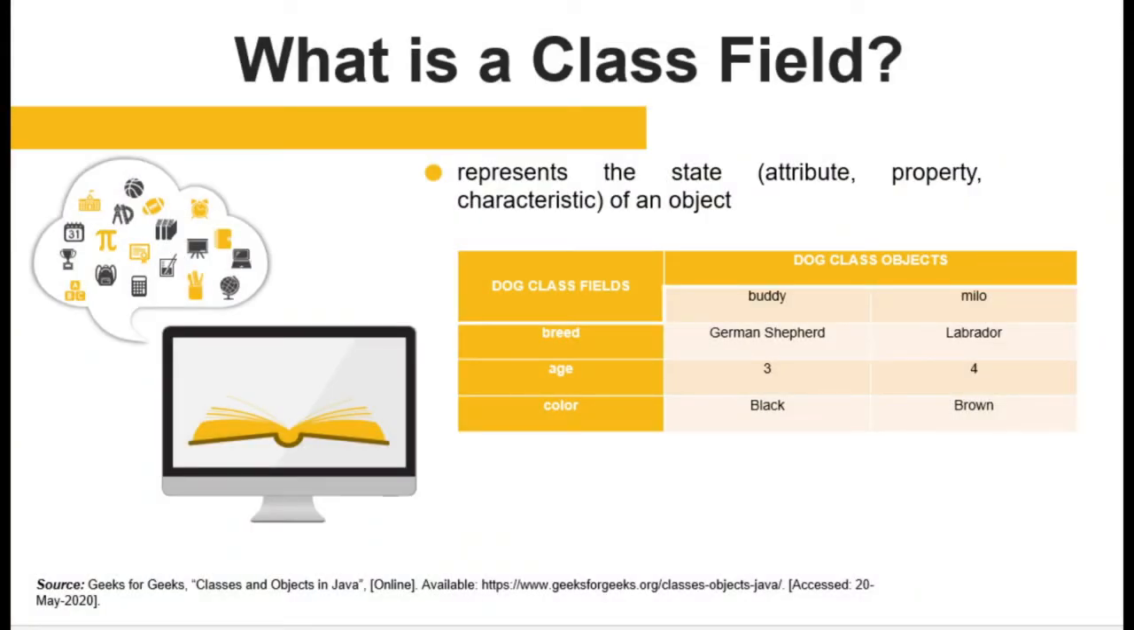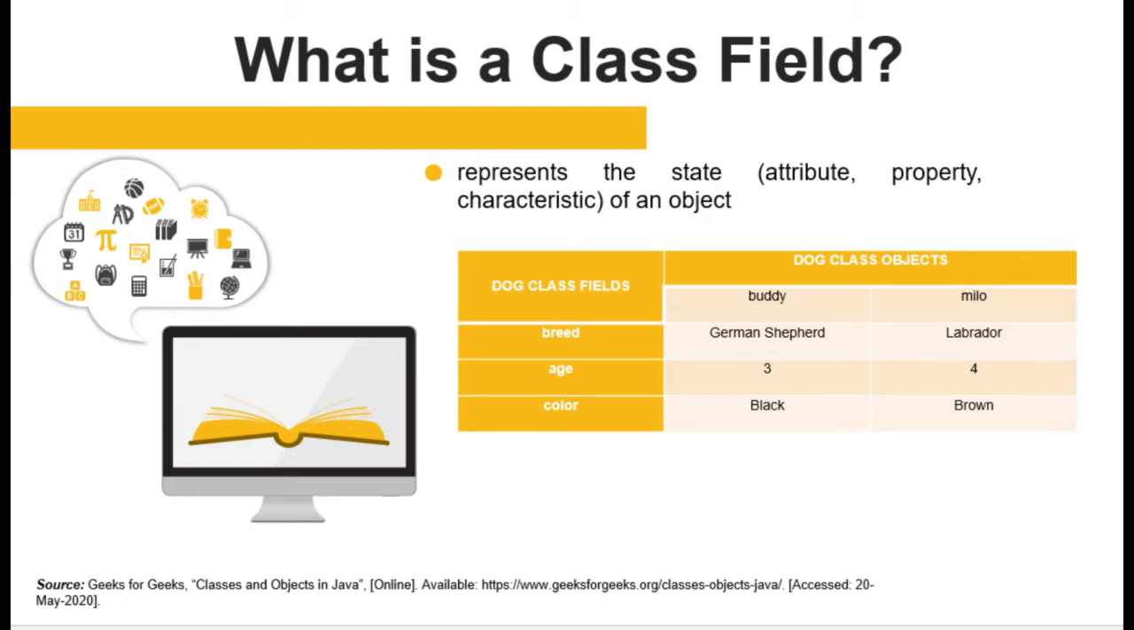Objects correspond to things found in the real world. For example, a graphics program may have objects such as circle, square, menu. An online shopping system might have objects such as a shopping cart, customer, and product. When a number of objects are created from the same class blueprint, they each have their own distinct copies of instance variables or fields. A class field represents the state. When we say state, it refers to the attribute, property, characteristic, or something which describes an object.